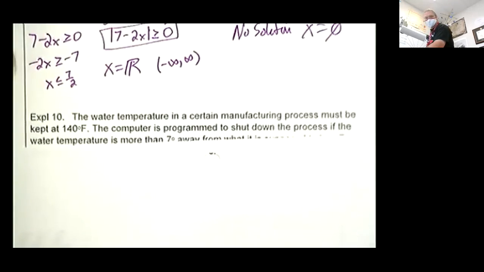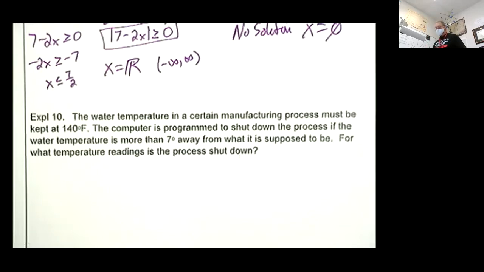Let's look at one application question. This question says the water temperature in a certain manufacturing process must be kept at 140 degrees Fahrenheit. So let's say at Hershey, they're making Heath toffee bars. They have to keep the water for making the Heath toffee bars at 140 degrees. Is that always possible? No. It can be a little bit hotter, a little bit colder. So the next part says the computer is programmed to shut down the process if the water temperature is more than 7 degrees away from what it's supposed to be.